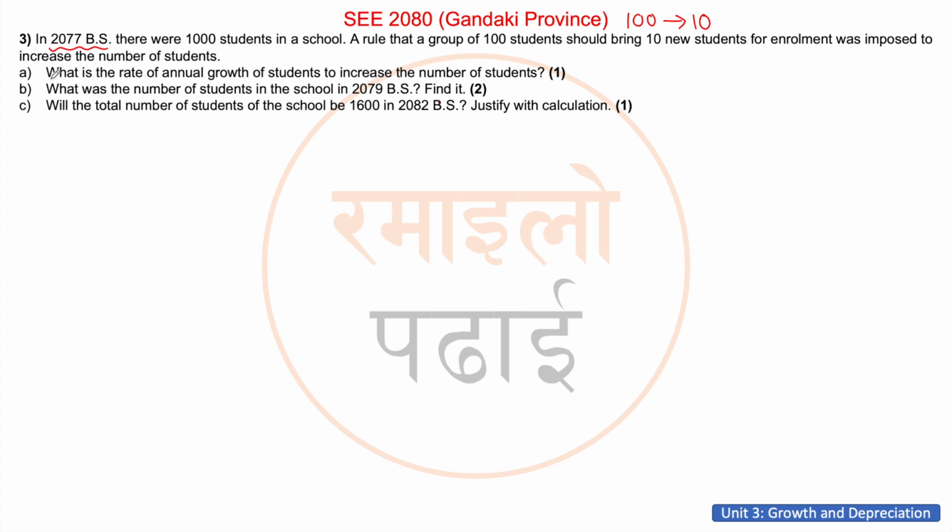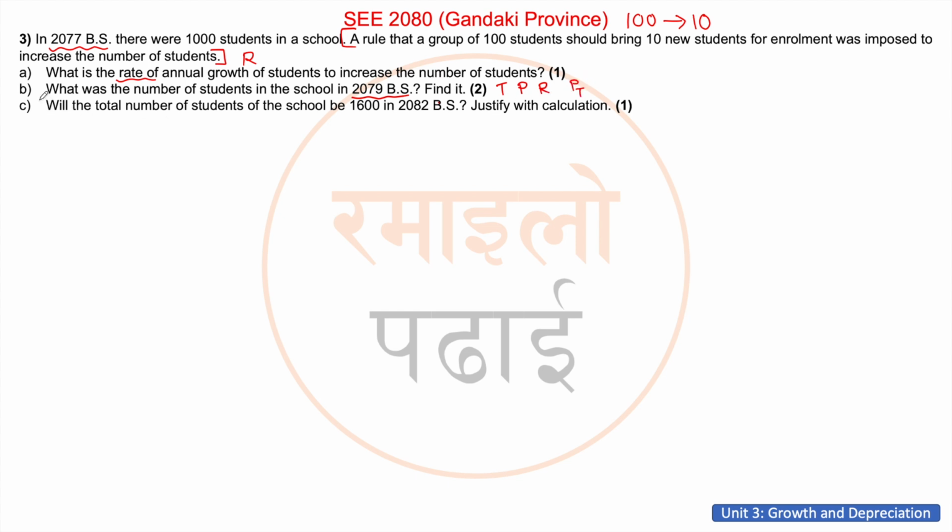In question number A, we are asked what is the rate of annual growth of students to increase the number of students. So we are asked the rate, and for that we will use this statement and convert it into a percentage, and that will be our rate. For question number B, we are asked what was the number of students in the school in 2079 BS. From this we can calculate the time. We are given the initial number of students. We will calculate R from question number A, and then we can calculate PT for 2079.